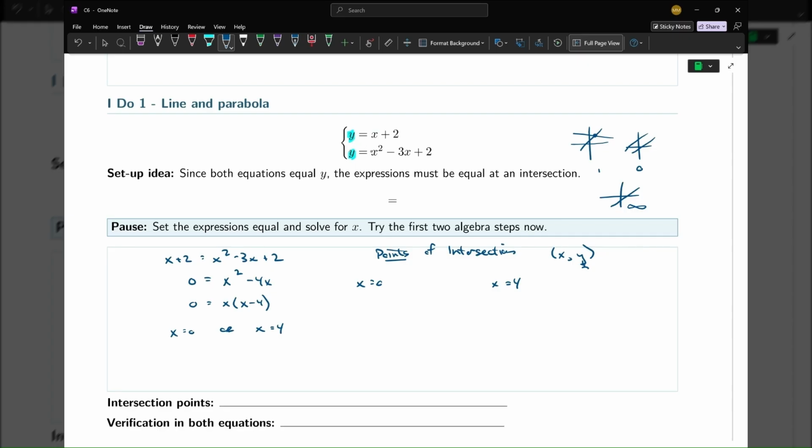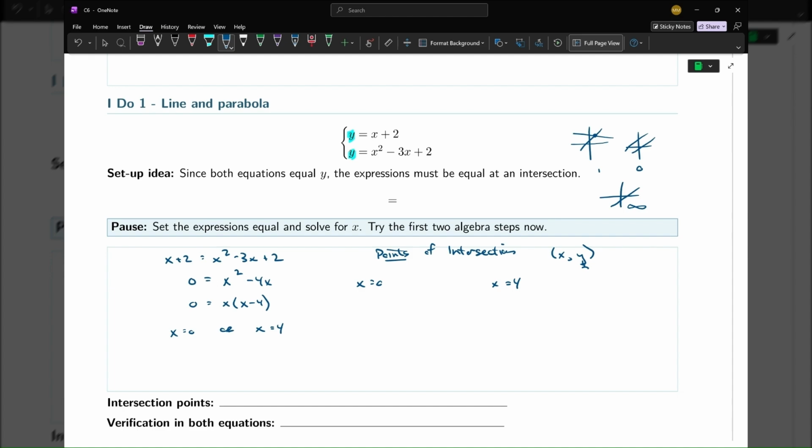If you give me an x, I'll give you y back. Now, because we found the x's where these equations share, it actually doesn't matter which one we check. And when it doesn't matter which one we check, we're going to pick the one that's easier for us, in this case, x plus 2.